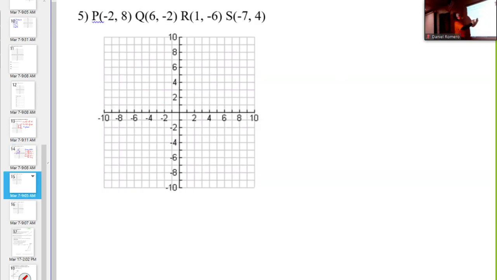Negative 2, 8. Negative 2, 1, negative 6, negative 7, 12. Alright, so this is definitely looking at least like a parallelogram, possibly going to be a rectangle. Doesn't look like it's going to be a rhombus or a square, but we're going to check.